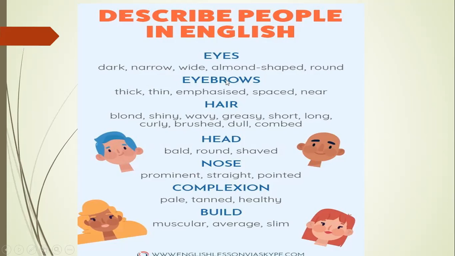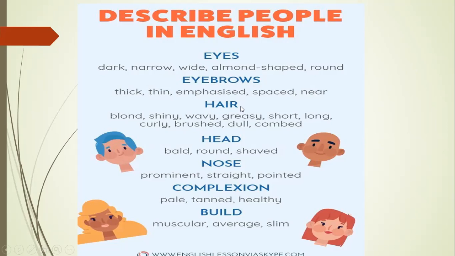También lo utilizo con el have porque es un sustantivo. I have thick eyebrows, thin eyebrows, emphasized, space or near. Tengo cejas pobladas, thick. Tengo cejas no pobladas. I have thin eyebrows. O cejas bien marcadas. I have emphasized eyebrows. O tengo cejas, por ejemplo, una muy cerca de la otra, como las de Frida Kahlo. Puedo decir I have near eyebrows.